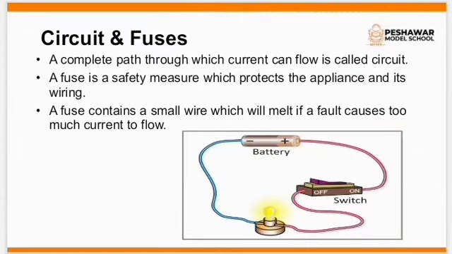Circuit and fuses. These are very simple. A complete path through which current can flow is called a circuit. Simply take the example of your own home: there are so many circuits and fuses, right? So the complete path through which the whole current can flow is called a circuit.